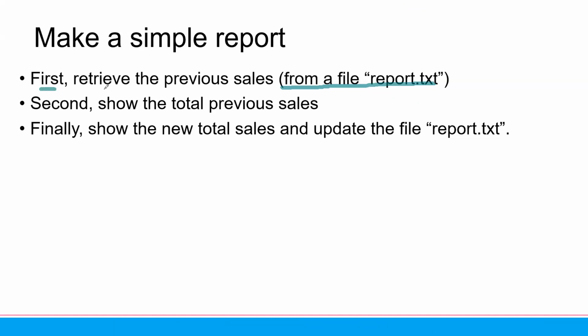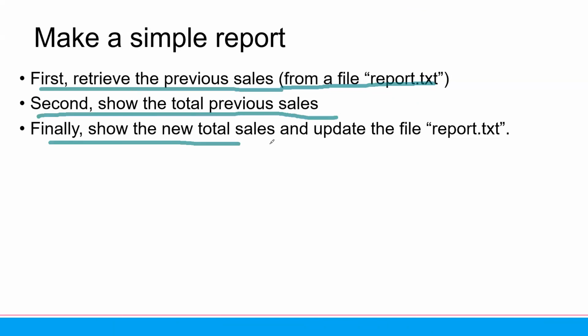So first, we will retrieve the previous sales from a file. And then second, we will show the total previous sales, and then finally show the new total sales and update the file report.txt. So this will be the step.